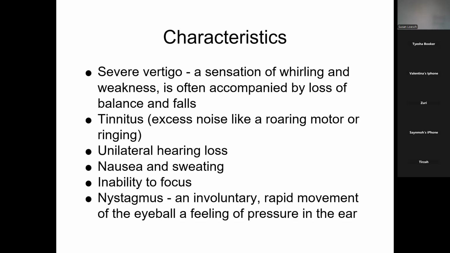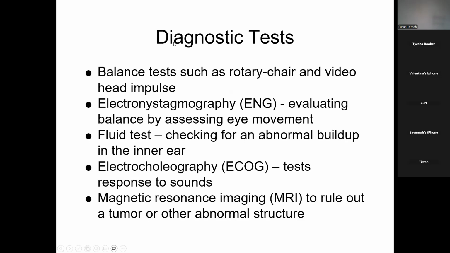And then the last one is just diagnostic. So that's it.